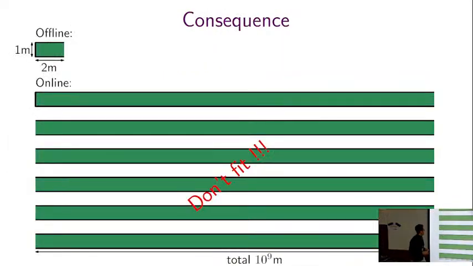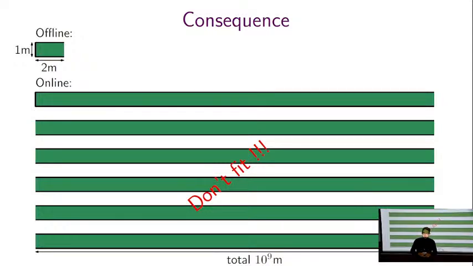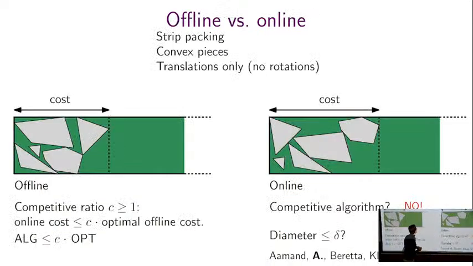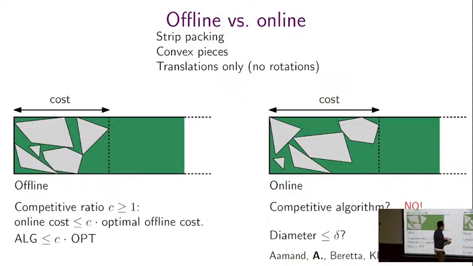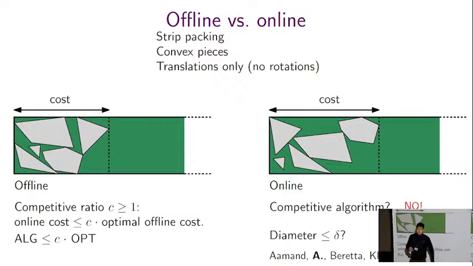So this has a remarkable consequence. Yes? In the previous question, are the polygons arbitrarily complex? Yeah, so for this lower bound here, we realize it all with parallelograms. So we don't need arbitrarily complex polygons to do this.